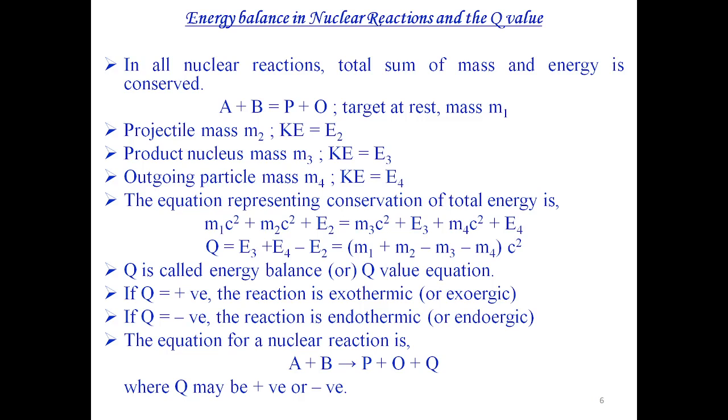So now we are ready to calculate the Q value. The Q value is equal to the difference between the kinetic energies of the particles before and after collision. So here it will become E3 plus E4 minus E2, which is equal to (M1 plus M2 minus M3 minus M4) into C squared. So with this relation we can find out the Q value of the nuclear reaction. Here Q is called the energy balance or Q value equation.